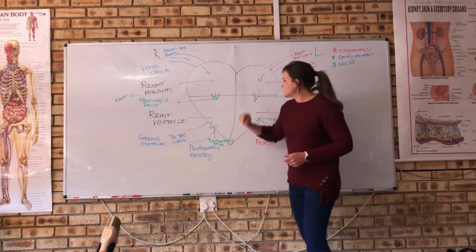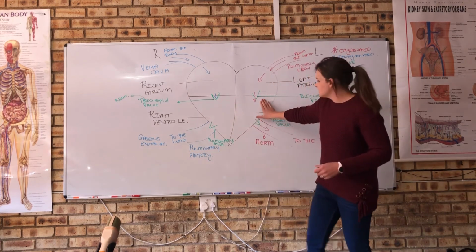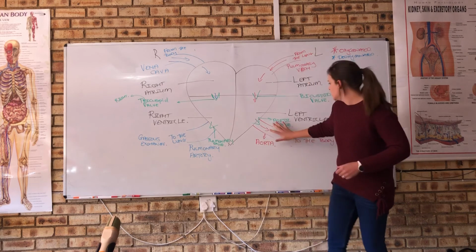We go through 4 valves: tricuspid, bicuspid, pulmonary valve, and aortic valve.